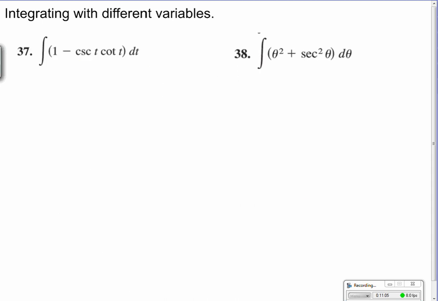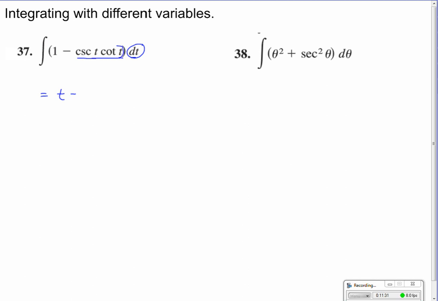Okay, and then I just wanted to do a little bit about integrating with different variables. You can integrate with respect to x, t, theta, all of those. So this particular one, I noticed that they've put in the variable t. And this differential out here at the end tells me that I'm doing my integral with respect to t. So if I integrate this particular one, the integral of 1 will be t minus.